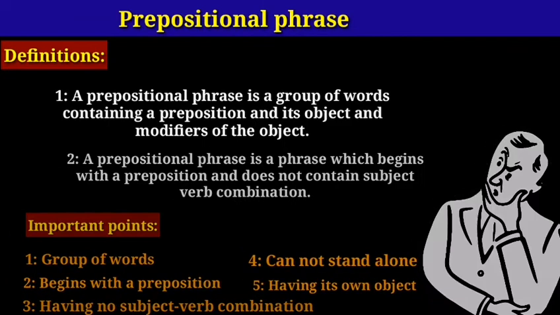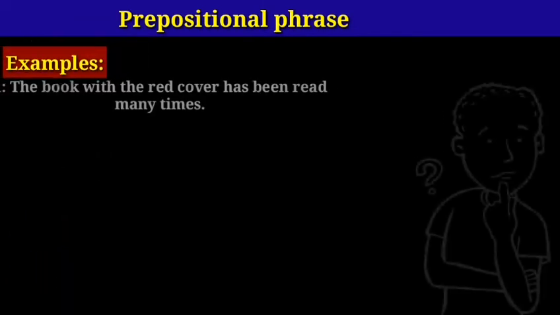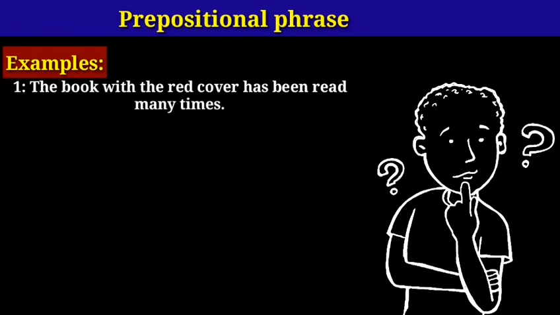Well guys, let me give you some examples. The book with the red cover has been read many times. If you look at this sentence, it consists of a prepositional phrase, and that is with the red cover. Basically, with the red cover is a prepositional phrase because whatever I have mentioned in the definitions exists here.